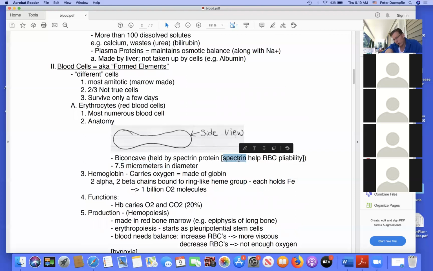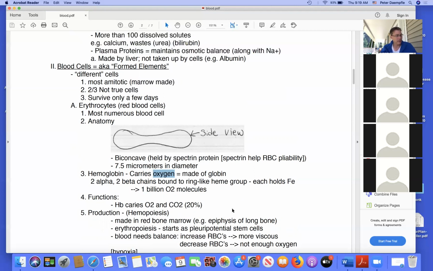Little spectrin proteins help their pliability. And I might ask you, why would you have a cell that has no components, no organelles? There are no organelles in a red blood cell. There is simply a lot of what we call hemoglobin, which carries oxygen. The hemoglobin molecule is a quaternary protein, as we talked about, and it has 2 alpha, 2 beta chains, which are bound together in a ring-like heme group.